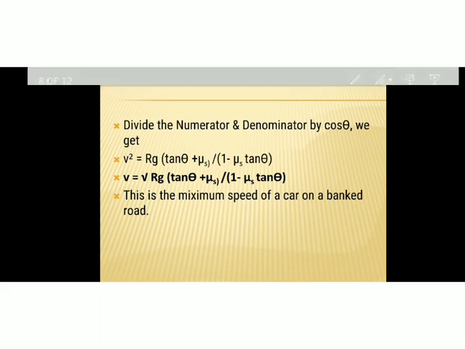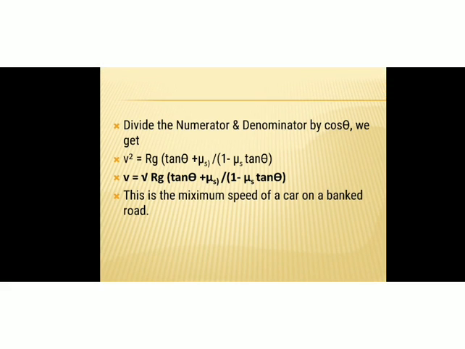So that is what is written in the next slide. So v square equal to rg into tan theta plus mu s by 1 minus mu s tan theta. Therefore v equal to square root of rg into tan theta plus mu s by 1 minus mu s tan theta. So this is the maximum speed of the car on a banked curved road. You must remember this expression.